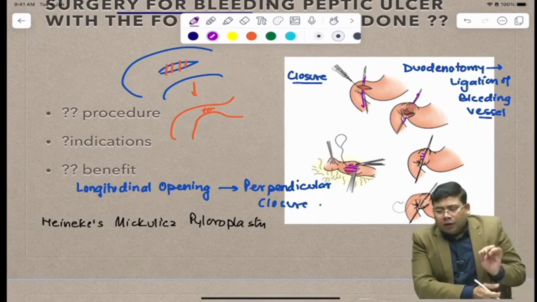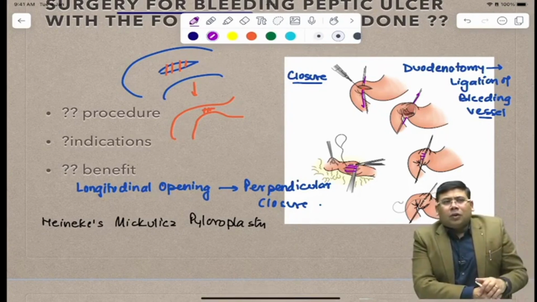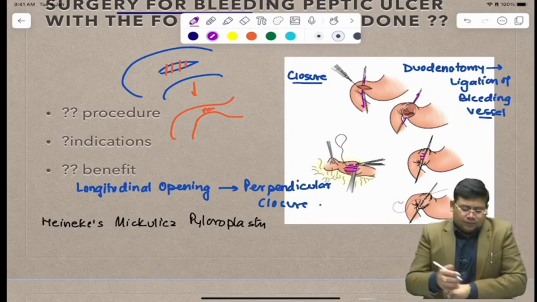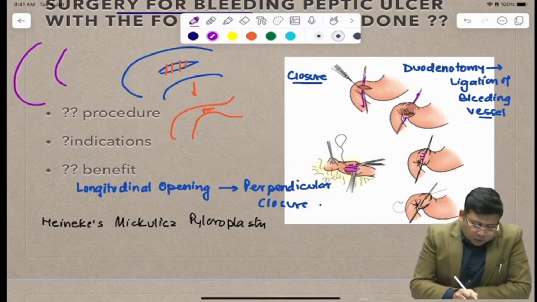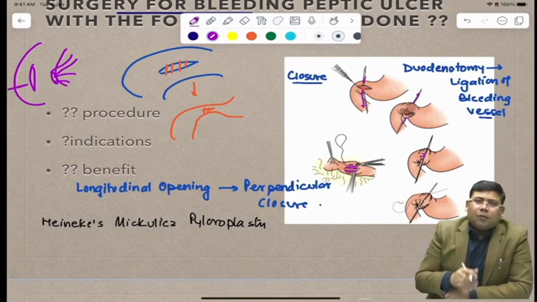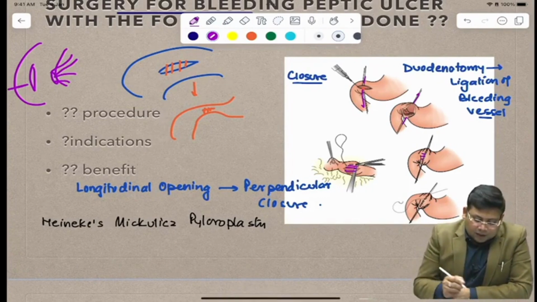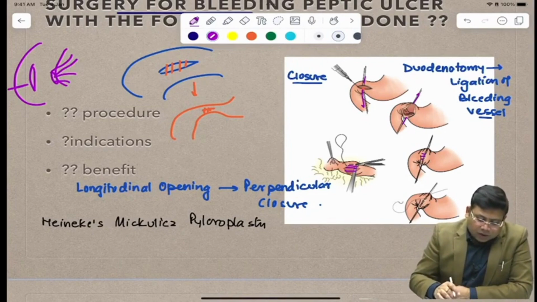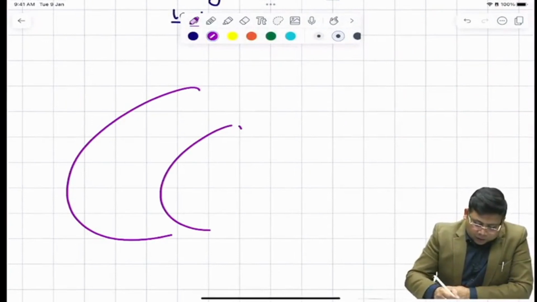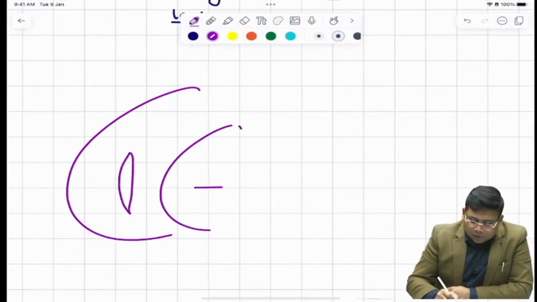Do you know, I told you when I was teaching you the choledochal cyst that whenever we do a duodenal opening for a transduodenal approach, suppose I am talking about any surgery at the level of the ampulla. If I open it like this, yesterday I told you that at the junction of the proximal 2/3 and lower 1/3 of the C loop, we will open it. When it comes to the closure, how do you do the closure? Yesterday I was explaining that if I open the duodenum like this, how will I close?